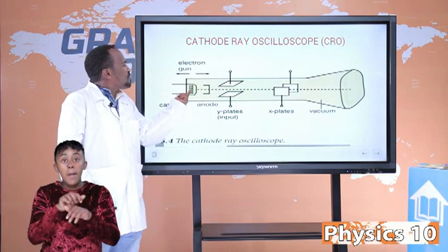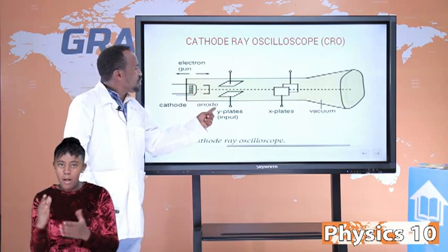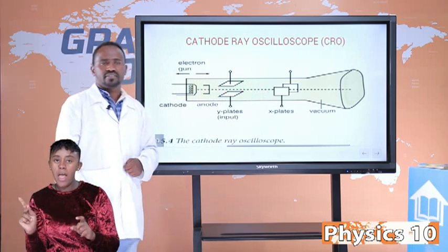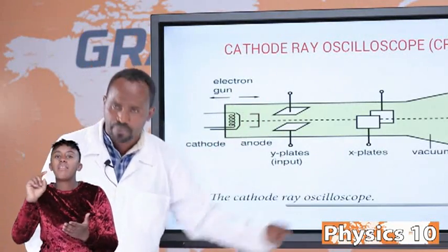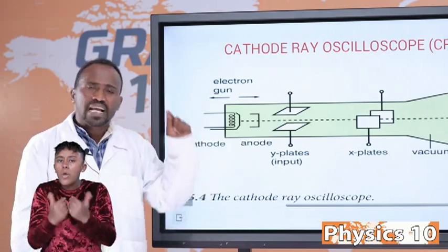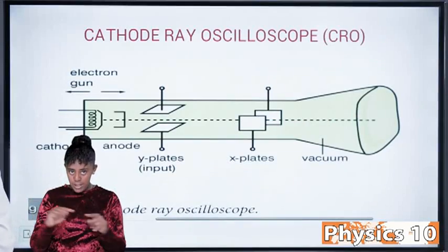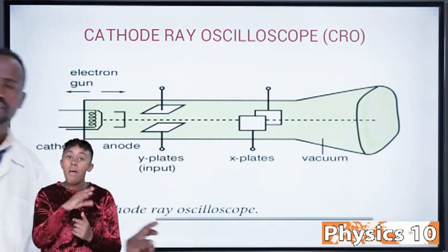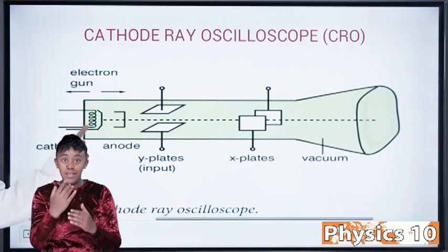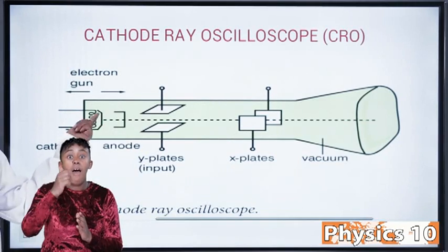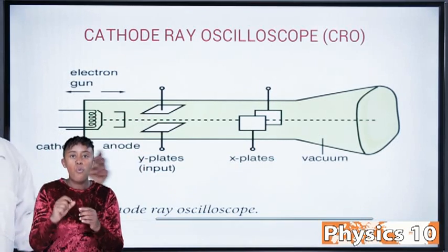Therefore, when an electron is emitted from the cathode, it passes in a straight line between the Y plates and X plates. Students, you should read about the X plate and the Y plate, because they are important to guide the electron onto the fluorescent screen. If there is no Y plate or X plate, the electron or spotlight does not reach the fluorescent screen. So when the cathode is heated, electrons start to emit to the anode. It pulls to the anode, and the anode guides them to the Y plates.